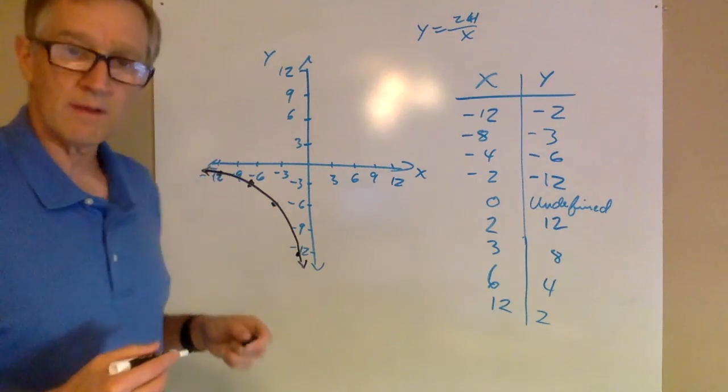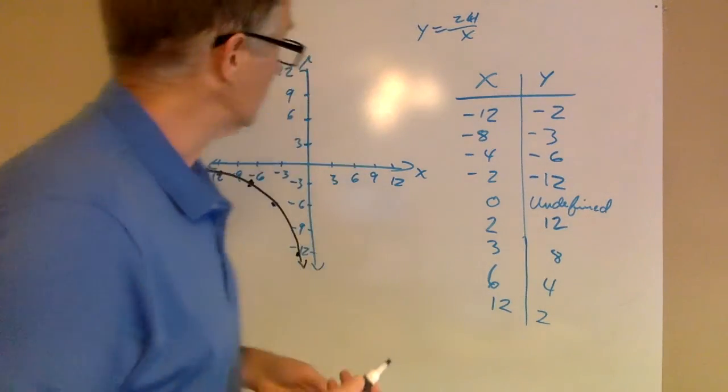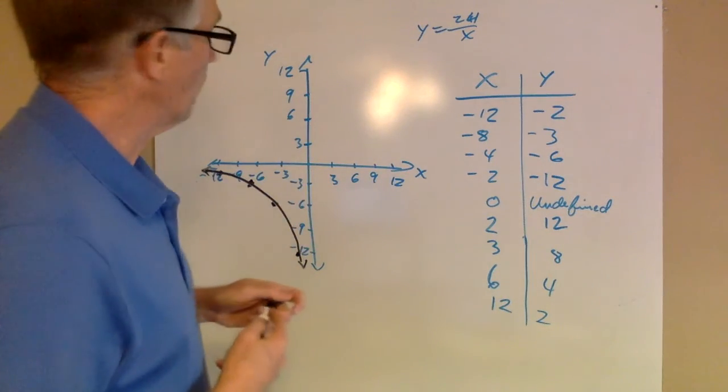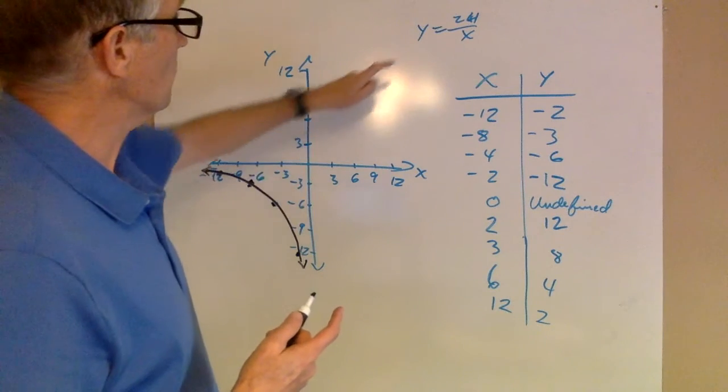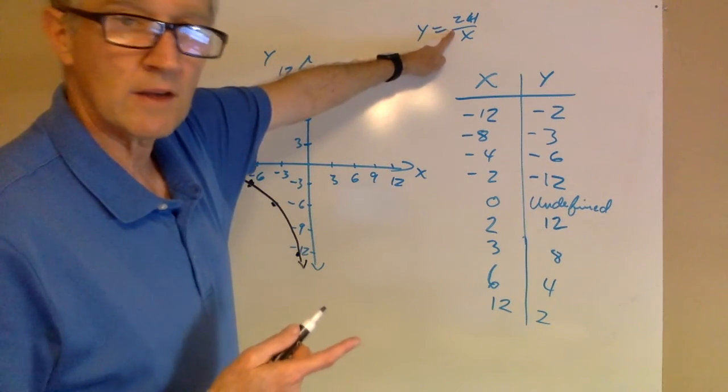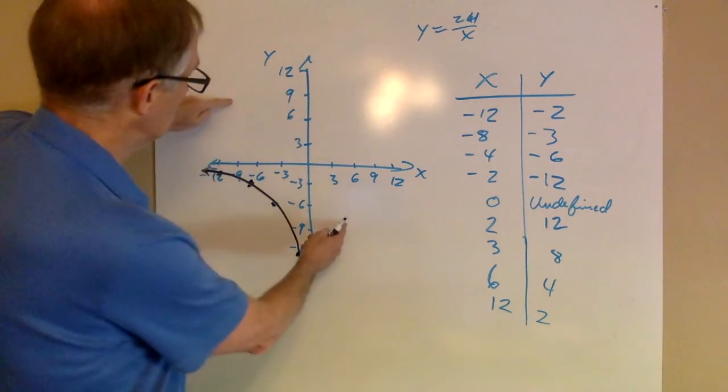So there's the value when x is negative, y is negative. When would it be in these two quadrants? When there's a negative sign in the equation. When there's a negative sign in the equation, it would have ended up in these two quadrants.